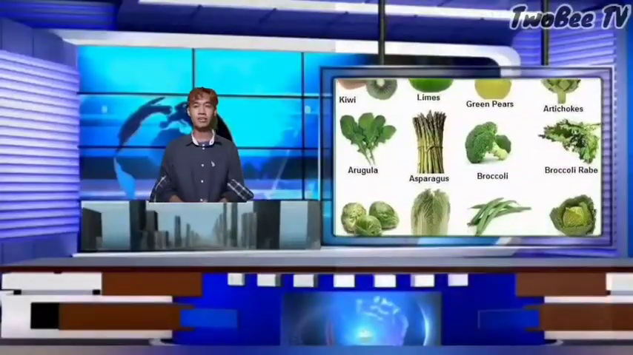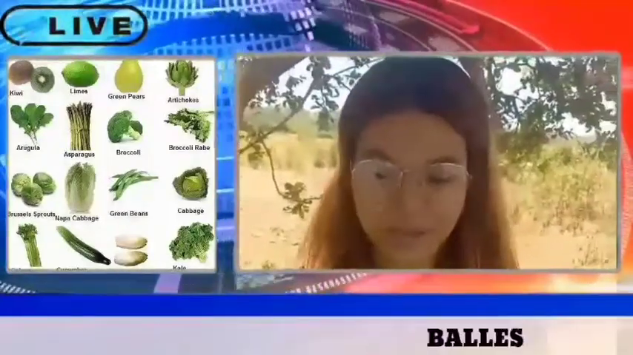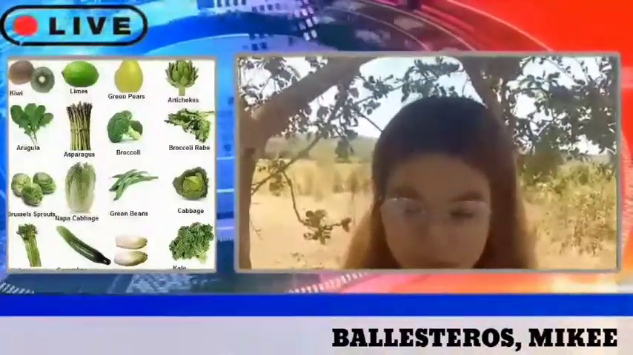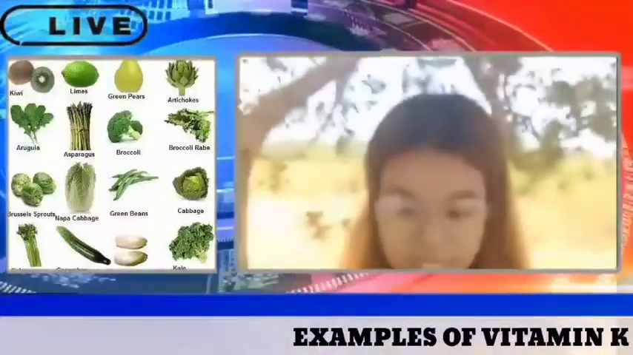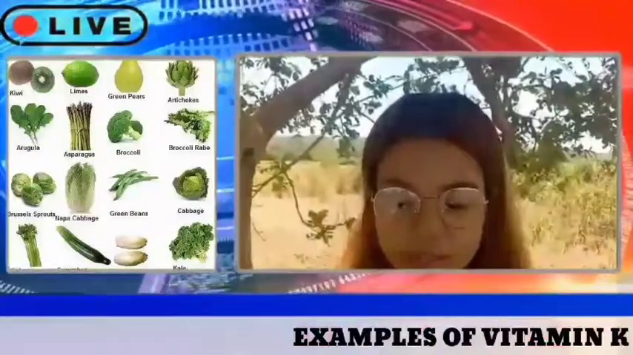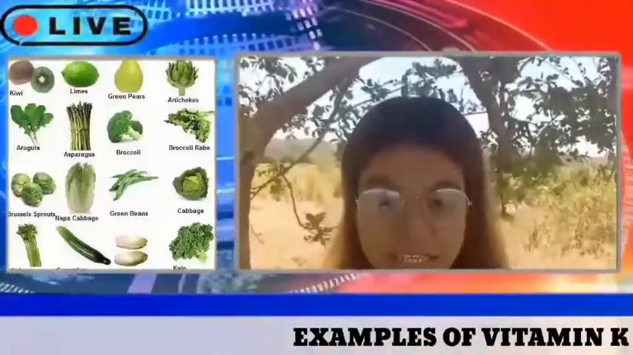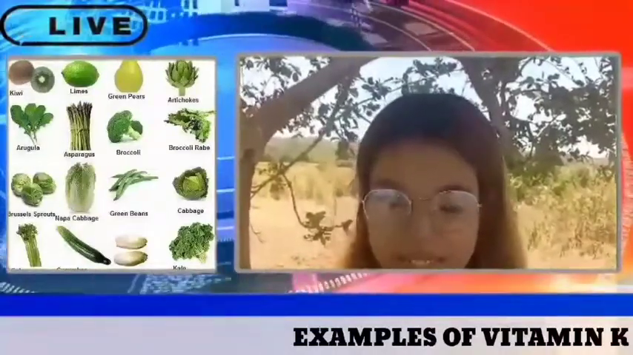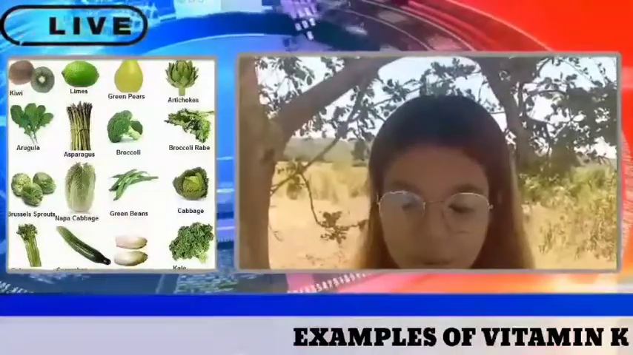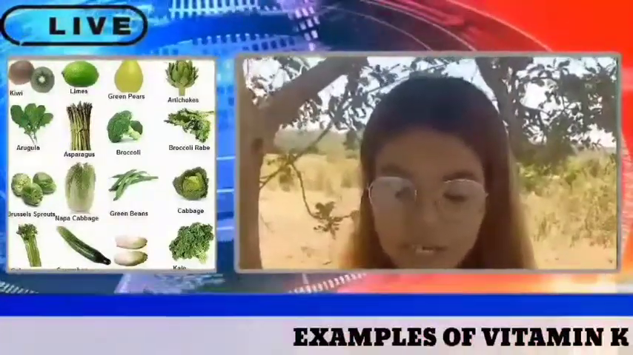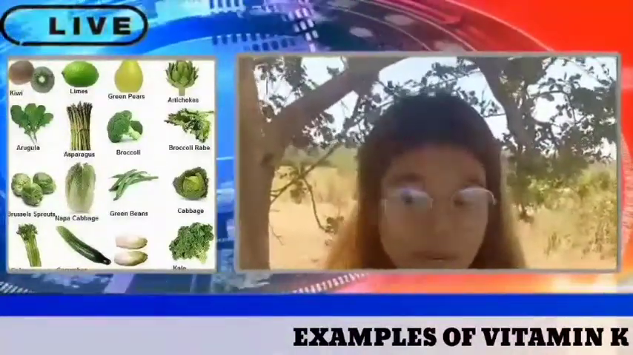Lastly, for the examples, let's have Mikee Ballesteros. Vitamin K is found in the following foods: green leafy vegetables such as kale, spinach, turnip greens, collards, Swiss chard, mustard greens, parsley, romaine, and green leaf lettuce. Vegetables such as Brussels sprouts, broccoli, cauliflower, and cabbage. Fish, liver, meat, eggs, and cereals contain a smaller amount of vitamin K.